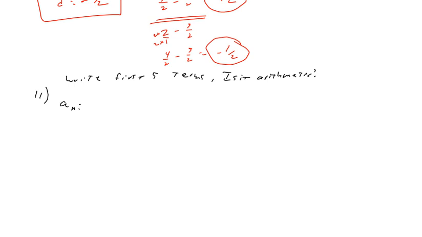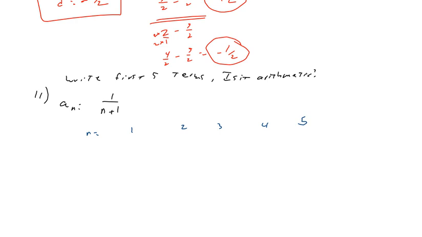Number 11, write the first 5 terms, see if it's arithmetic. A_n is 1 over n plus 1. So we're going to want n to be 1, 2, 3, 4, and 5. Oh, whoopsies, 5. And we are going to want to plug that in and get the numbers.